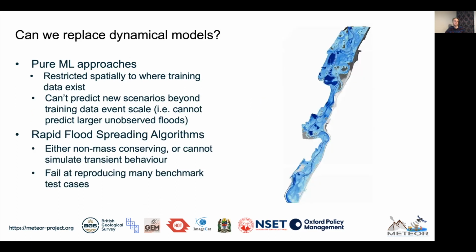And the fundamental issue with flood spreading algorithms is that because they don't represent the dynamics, they can't represent any kind of transient behavior. And that means that very often they fail most of the benchmark test cases. So they aren't actually able to accurately recreate flood conditions in many scenarios. And certainly when you start to consider very large, flat, wide floodplains, flood spreading algorithms really struggle because they are just not representing the kind of diffusive way in which water and waves spread across large flat surfaces.